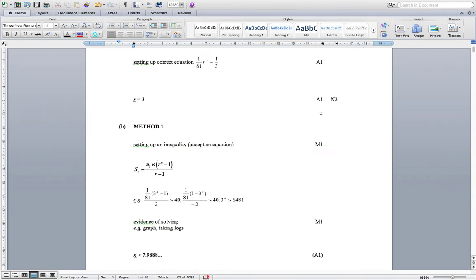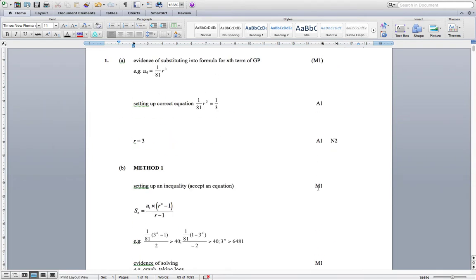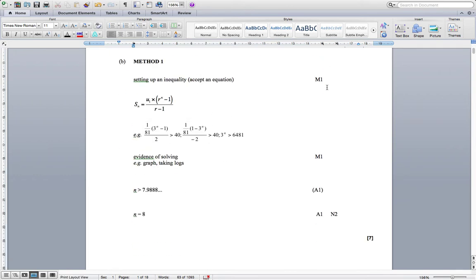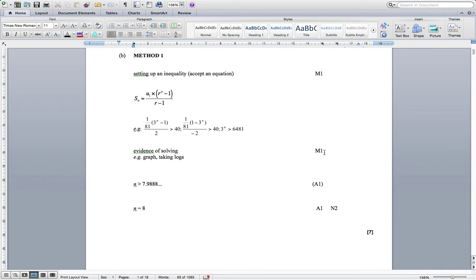Okay. Now here the difference between this bracket M1 and this M1 without bracket is, now here you will get the method mark even if this is implied. I mean, even if you don't write this step. Okay, for example, you write this step straight away, then you will get 1 method mark and 1 mark for the answer. So you'll get 2 marks for that. Okay. But in this case, M1 without bracket means it has to be explicitly written. That means you have to write this inequality. If you do not write it, then you lose marks. Okay. Next, you get 1 more mark for evidence of solving.